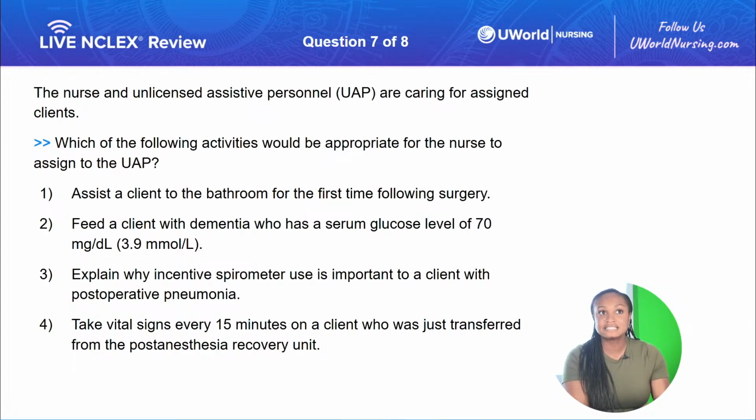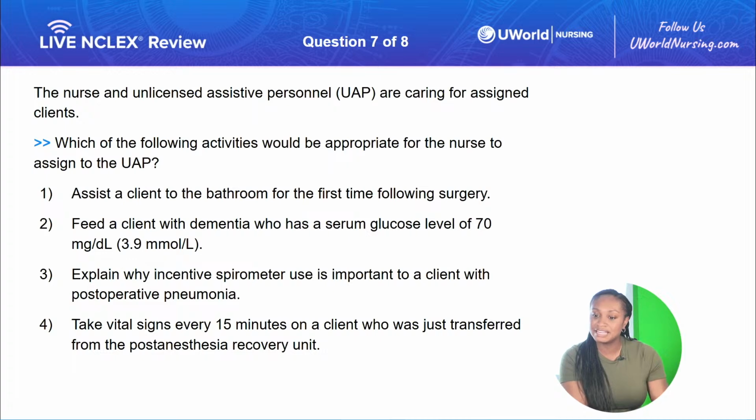Option 1, assist a client to the bathroom for the first time following surgery. Option 2, feed a client with dementia who has a serum glucose level of 70. Option 3, explain why incentive spirometer use is important to a client with postoperative pneumonia. And option 4, take vital signs every 15 minutes on a client who just transferred from the post-anesthesia recovery unit.